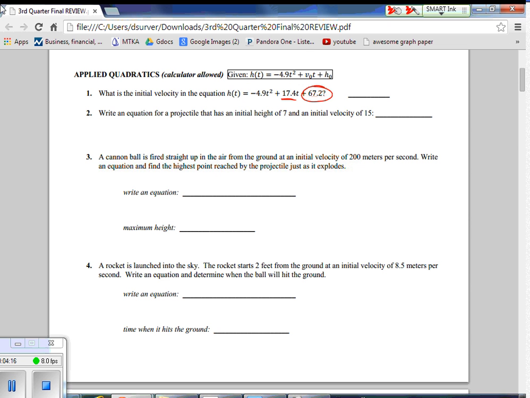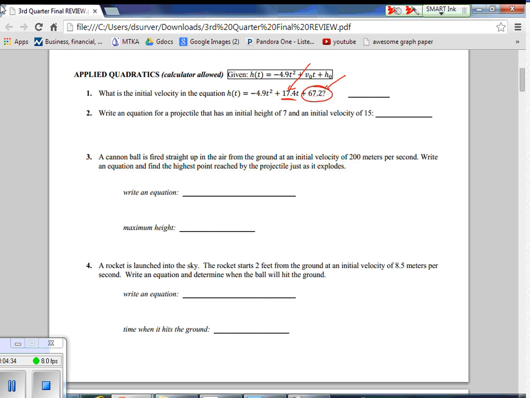Come on, say it if you know it. Y-intercept, also known as the starting what? Starting point, starting height. This is the initial height. This is the initial velocity. All right, so we've already answered question number 1. It just wants to know what's the initial velocity.